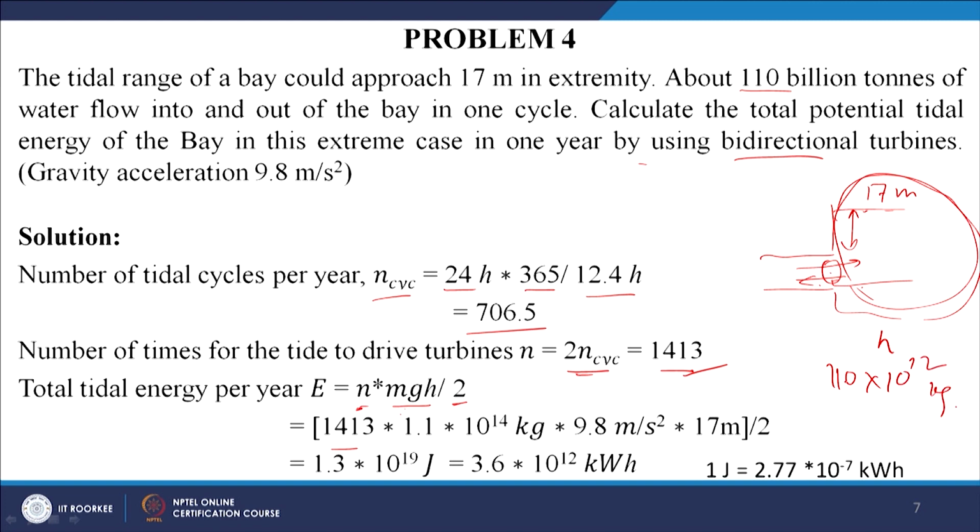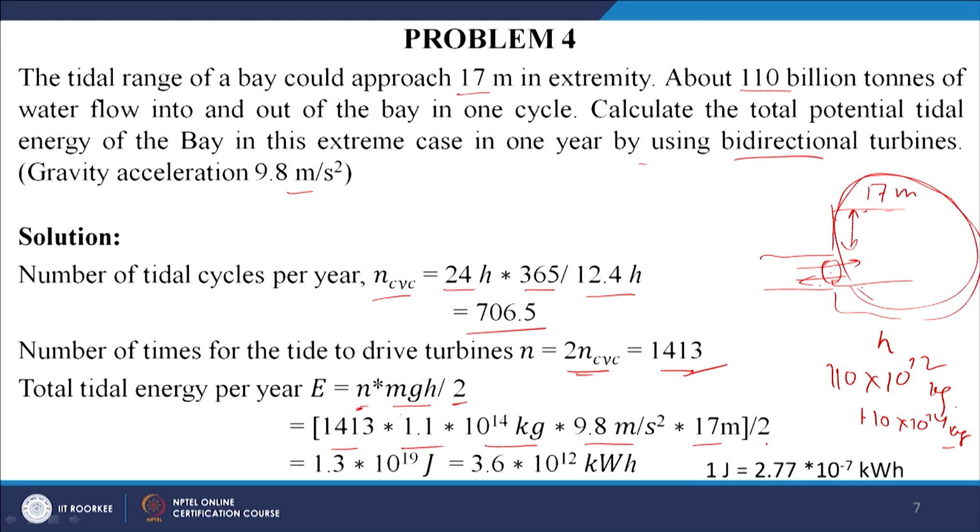So, we can write it as 1.10 into 10 to the power 14 kg of water. So, this 1.1 into 10 to the power 14 kg of water we are getting, and g is equal to 9.8 meter per second square, already given, and then the height is equal to 17 meter, the maximum height.